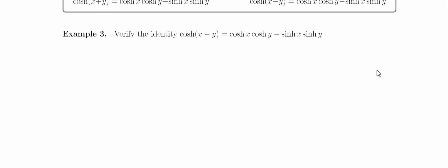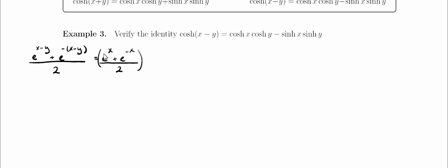Now, just as we were doing the examples above, where we converted to the exponential form of the hyperbolic functions, we're going to do the same here. Let's begin with the left-hand side, where we have the cosh of x minus y. Rewriting this in terms of exponentials, we're going to have e to the x minus y plus e to the negative x minus y all over 2. Now this should be equal to the cosh of x, which is e to the x plus e to the negative x all over 2 times the cosh of y.